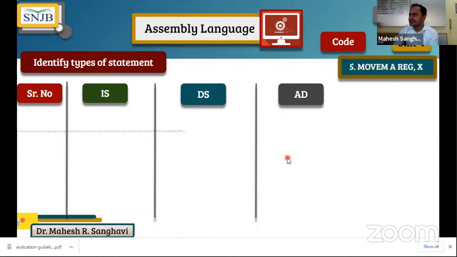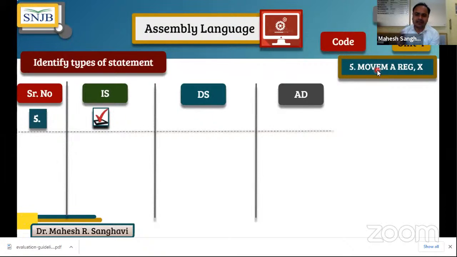You can observe the fifth statement, move m, is again an imperative statement. Earlier it was move r, which was talking about a register, and m stands for what? Memory. So this is again an actionable statement and comes under the category of IS, that is imperative statement.